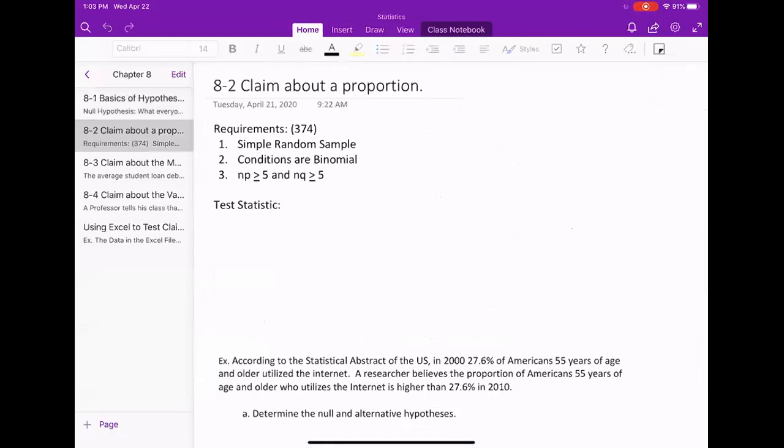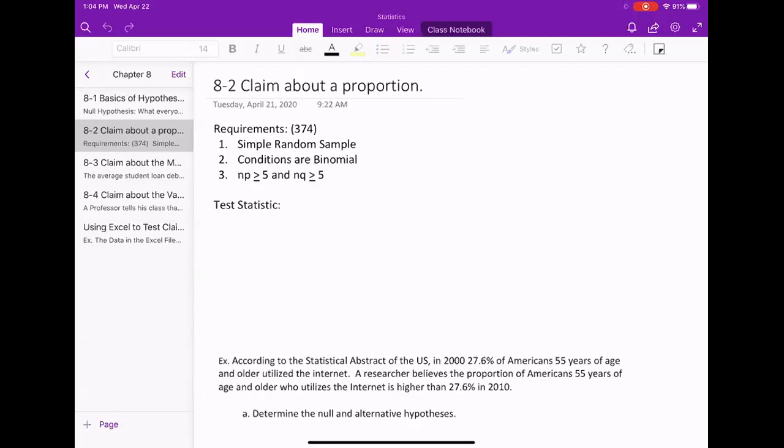So 8.2 is doing a claim about a proportion, right? And so the requirements are on page 374 in your book. And I have them listed here. So the requirements to do a proportion problem, you have to meet these 3 requirements. 1, it must be a simple random sample, right? Which takes us all the way back to chapter 2. So remember, a simple random sample means that every part of the sample has the same chance of being selected.